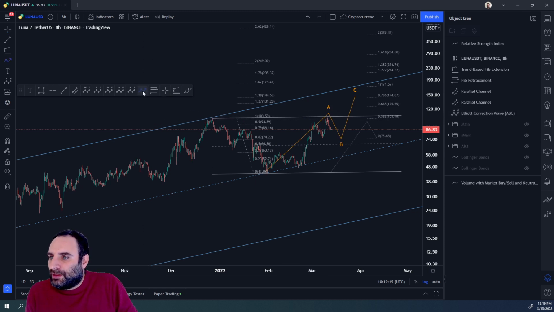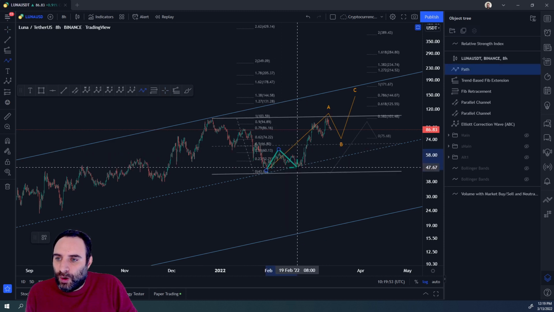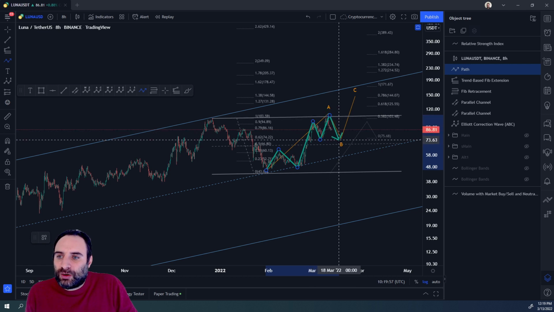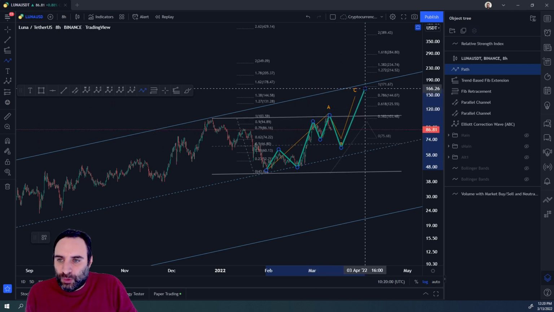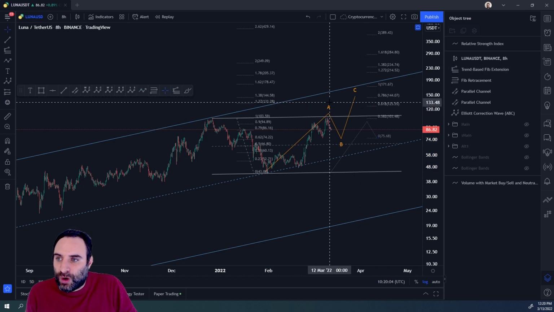And then the other scenario would be that this whole move to the upside is 1, 2, 3, 4, and 5, and we are going to get a wave B, and then we're going to get a wave C. And again, we're going to be looking for 144 to be our level.